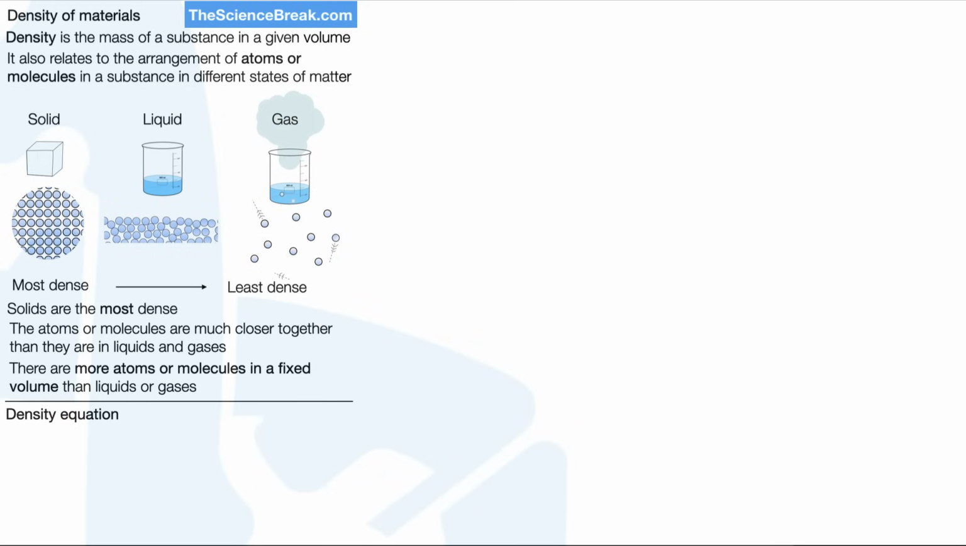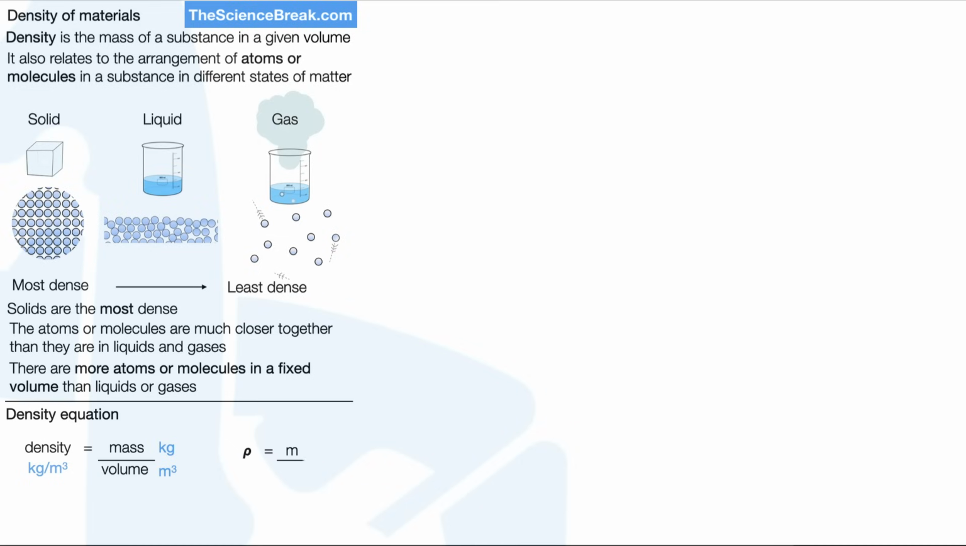Here is the equation. This will be given to you on the equation sheet in your exam. Density is equal to mass over volume. Mass is measured in kilograms, volumes should be in meters cubed, and density in kilograms per meter cubed.